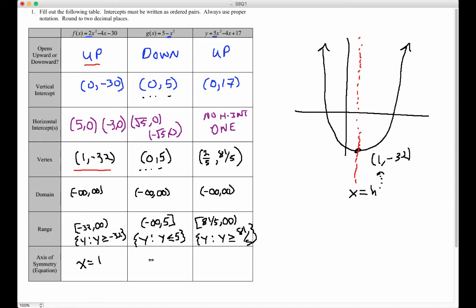So that means that the next one will be given by x equals 0. Notice I'm just looking at that number right there. And the last one will be given by x equals 2/5, or 0.4 if you want to look at it that way, but I'm fine with 2/5.